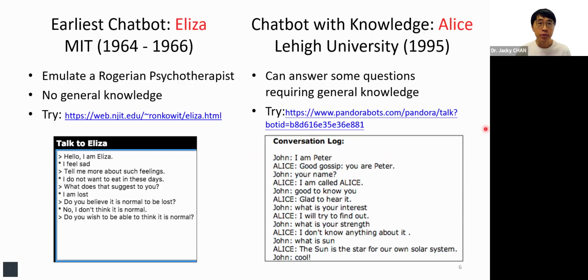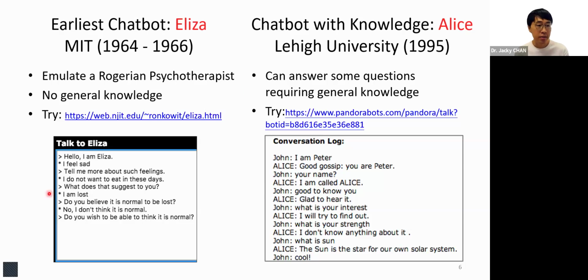Back in 1964, a very early stage of AI development, there was a chatbot called Eliza, on the left-hand side. It was developed by some people at MIT, and they tried to emulate Rogerian psychotherapy. What does it mean? It means that they don't have general knowledge, but they try to grab some keywords from the question that you ask, then try to get a response. They try to respond to your questions without any general knowledge.